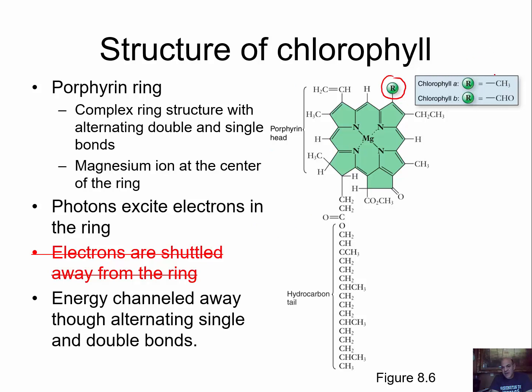It differs by either having this CH3 or methyl group or this CHO group right here, and that's the one difference. That's the difference in why they absorb differently. They're chlorophyll A and chlorophyll B.